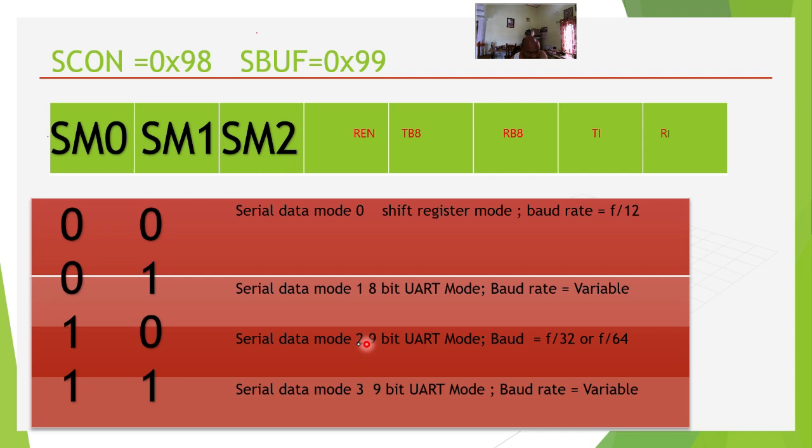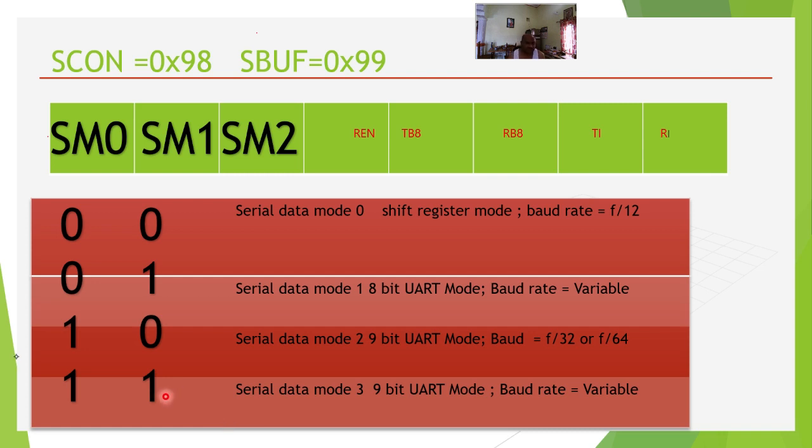But we are going to connect only the 11.0592 megahertz crystal oscillator. So we will get different types of calculation in the baud rate. That also I will explain in the coming class. Then serial data mode 3 is also a 9-bit UART mode, same as the previous mode, but the baud rate calculation is variable here, same as serial data mode 1. Okay, I hope it is clear.